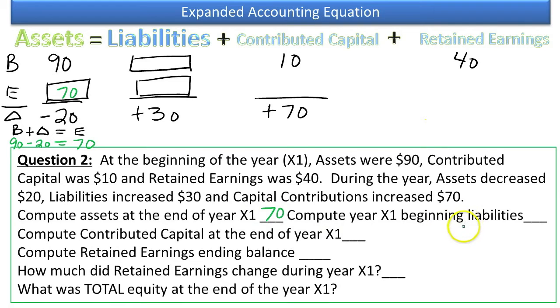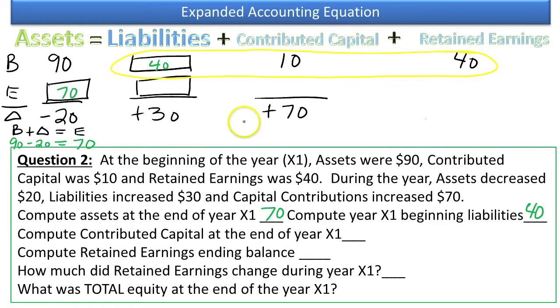Compute beginning liabilities. Well, we don't know beginning liabilities. And we can't solve this vertically using the beginning plus change equals ending because we only have one of the 3 variables. We would need at least 2 of these variables to solve for the unknown. However, looking horizontally, we know that all 90 of these assets must be claimed by the lenders and creditors or the investors. The equity in these assets is 50. Therefore, the difference, which must have been funded by debt, is 40.